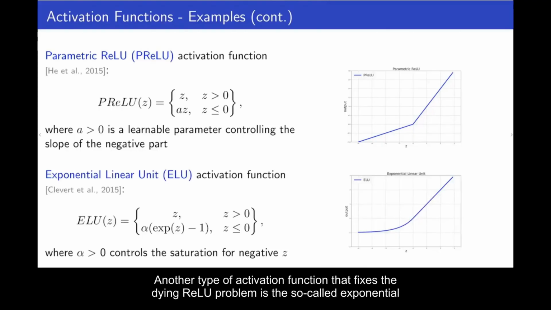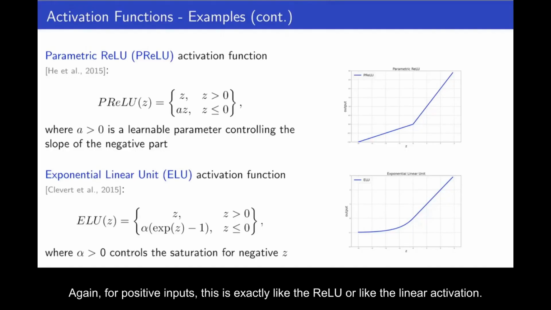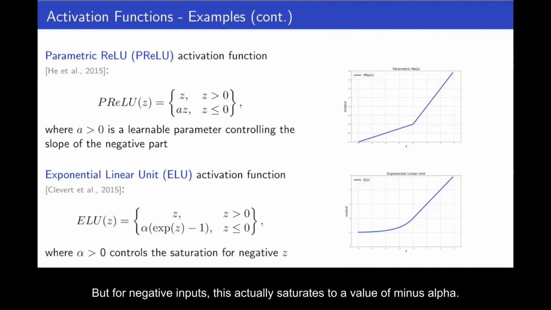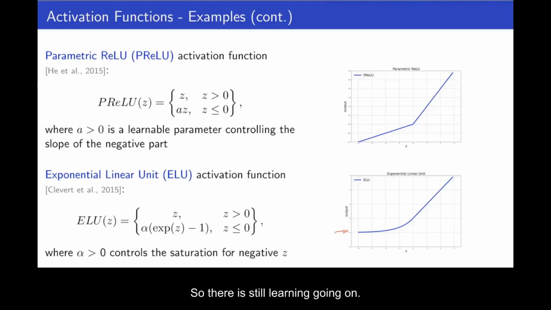Another type of activation function that fixes the dying ReLU problem is the so-called exponential linear unit, the ELU. Again, for positive inputs, this is exactly like the ReLU or like the linear activation. But for negative inputs, this actually saturates to a value of minus alpha. So in this case here, minus 1, with alpha being 1. And the gradient here is actually never quite 0. So there is this saturation to minus alpha, but the gradient doesn't get exactly 0, so there's still learning going on.